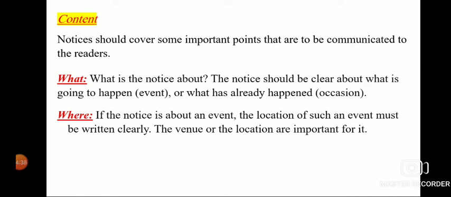Contents. Notice should cover some important points that are to be communicated to the readers. First, what? What is the notice about? The notice should be clear about what is going to happen, that means event, or what has already happened, that means occasion. What is the notice about?